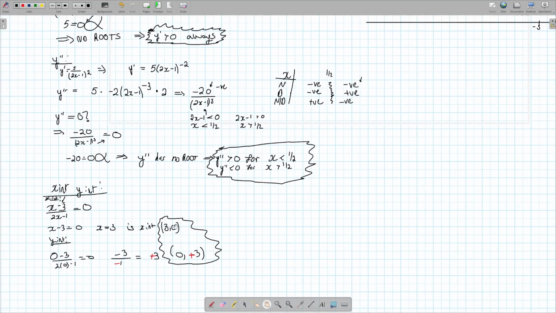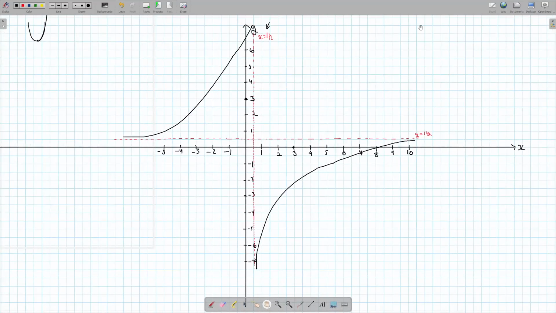Then your x and y intercepts. You know how to find them. X intercepts when y equals 0, y intercepts when x equals 0. And then you just graph.